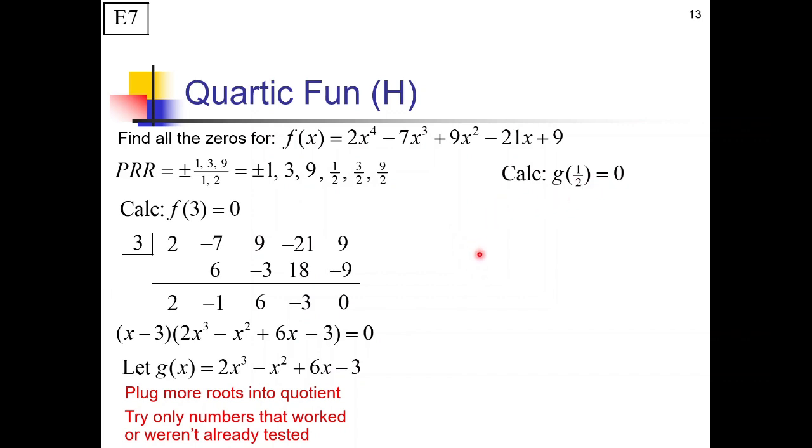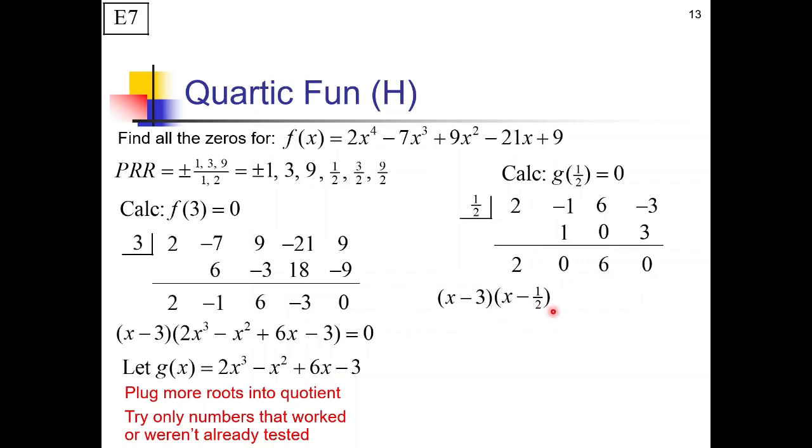So we've got our coefficients of the quotient now, 2, -1, 6, and -3, and we're using 1/2 as our k value. So there's our line. Bring down the 2. 1/2 times 2 is 1, plus -1 is 0, times 1/2 is still 0, plus 6 is 6, so far not too bad. Half of 6 is 3, plus -3 is 0. So we have the x minus 3 we originally got when we broke this down. We can write x minus 1/2 if we would like.